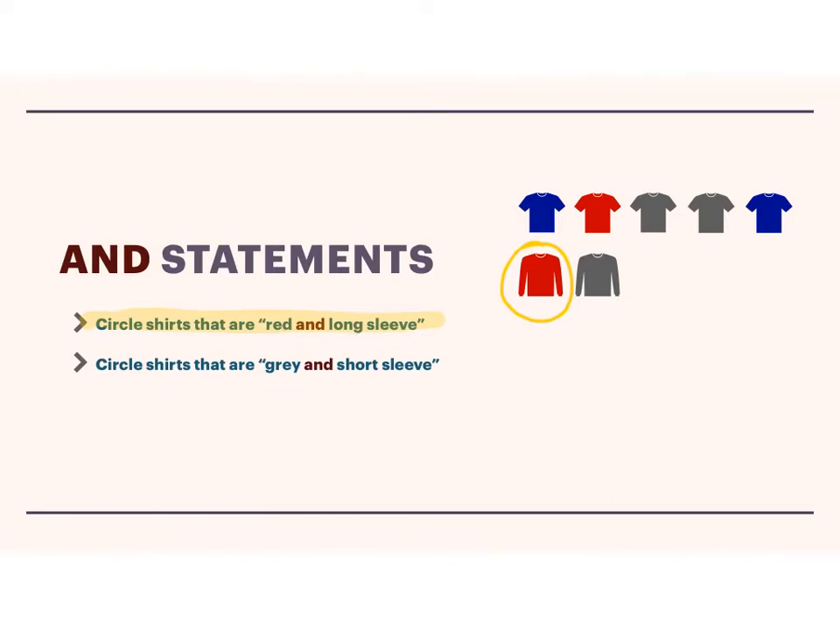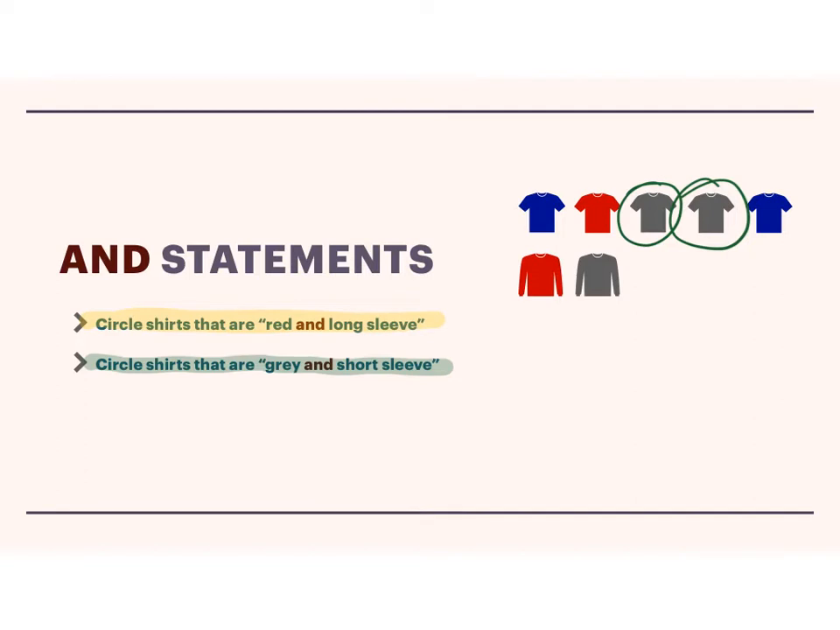Let's look at the next statement. In this case, circle shirts that are gray and short sleeve. So I want shirts that are gray. So we had gray and a gray, but they also have to be short sleeve, and so in this case, it is those two shirts. So "and" statements mean you must satisfy both conditions.